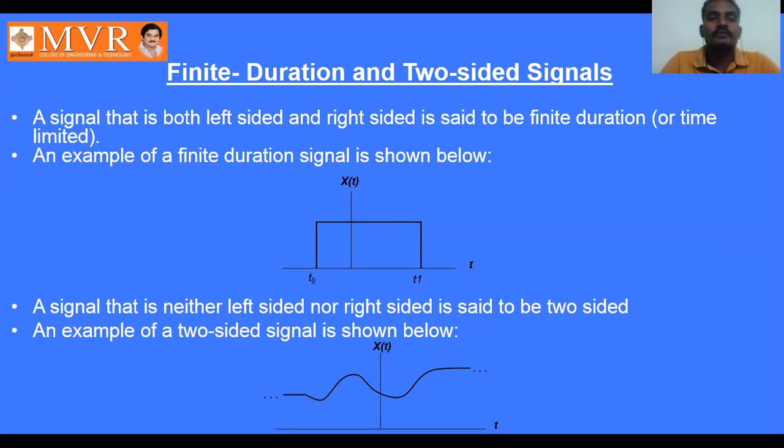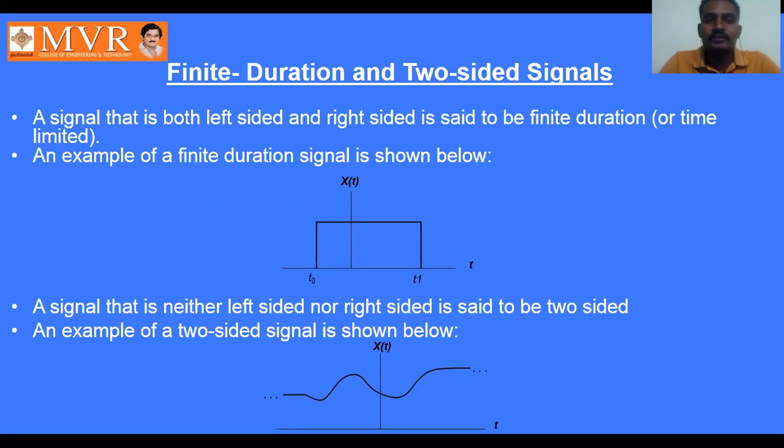An example of a finite duration signal is shown here. Here x of t is given like this. See, it is limited between the period t naught and t1. So it is a finite duration signal. A signal that is neither left-sided nor right-sided is said to be two-sided. It can be neither left-sided nor right-sided. So this is called a two-sided signal.